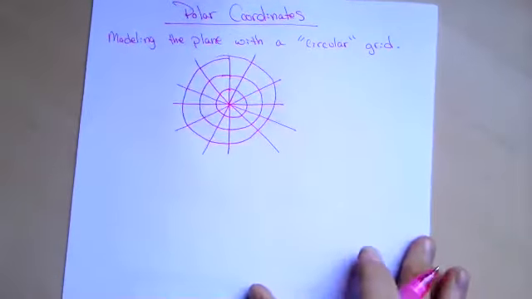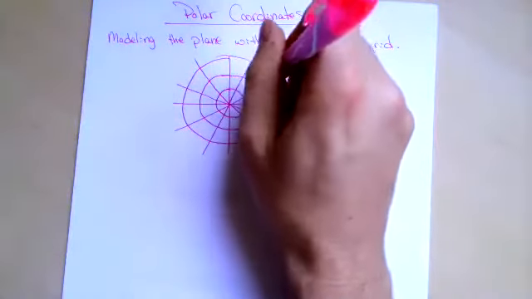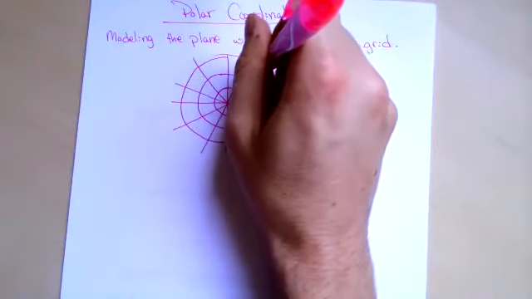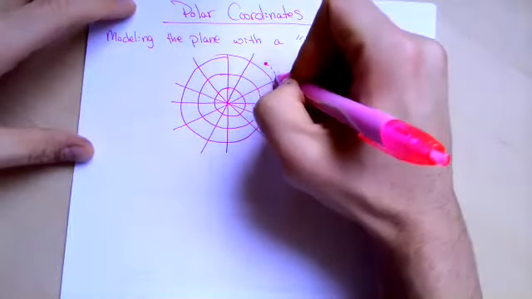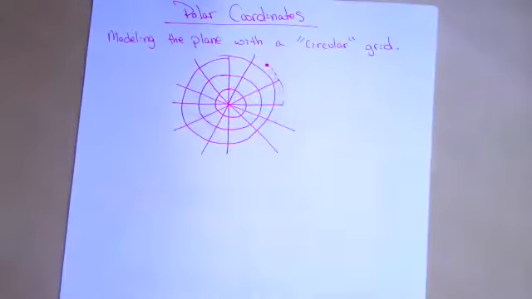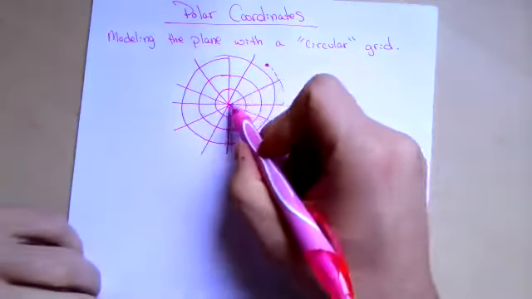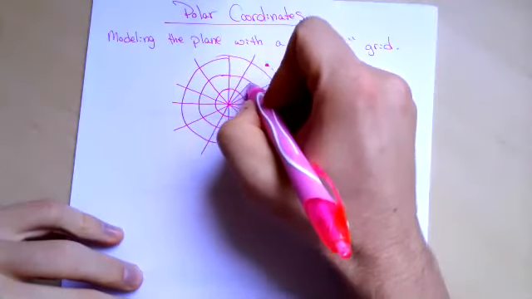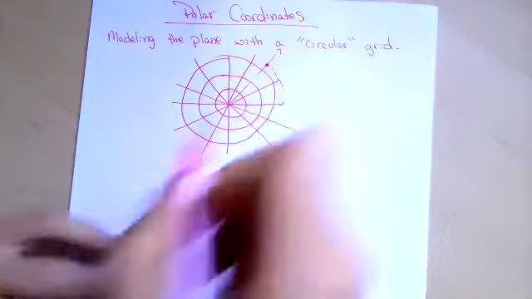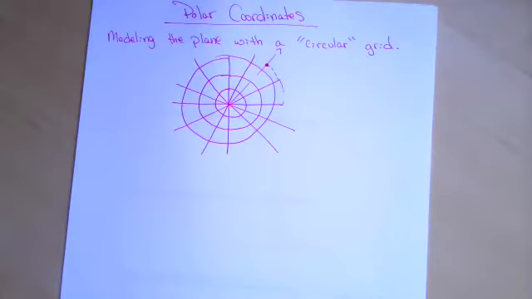And you can see that at any point I have in space, it's going to be on some sort of arc. It's going to be on some circle of a certain radius. And it's also going to be on some sort of line. And that's essentially how we model it.